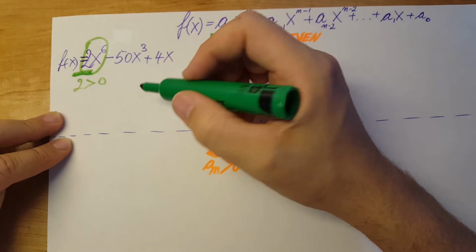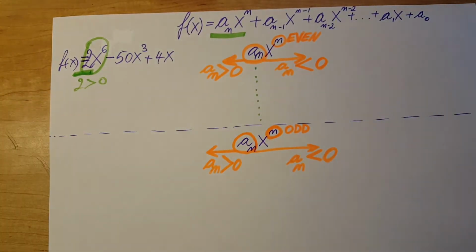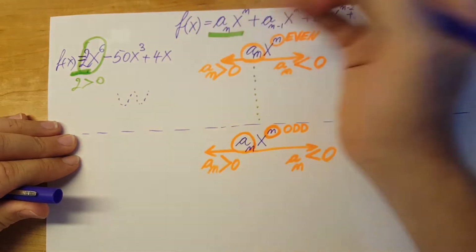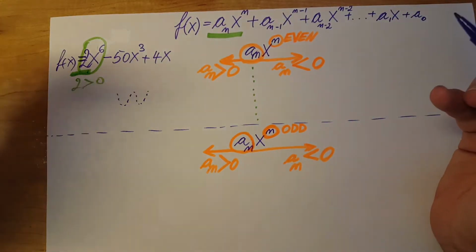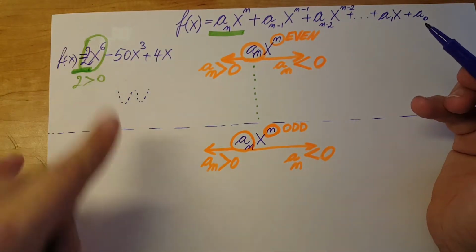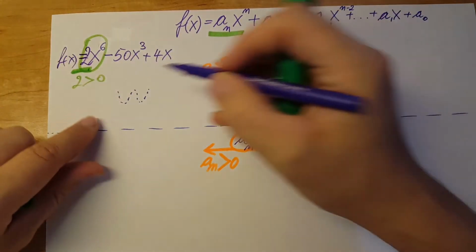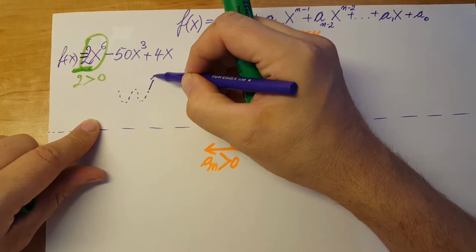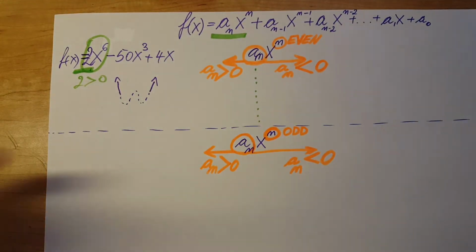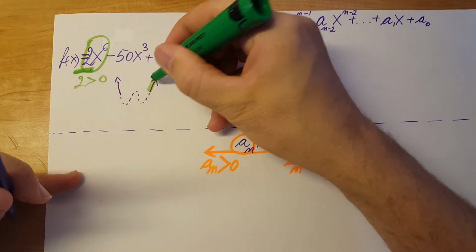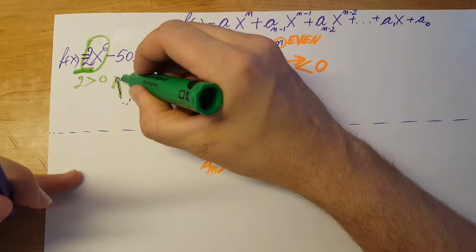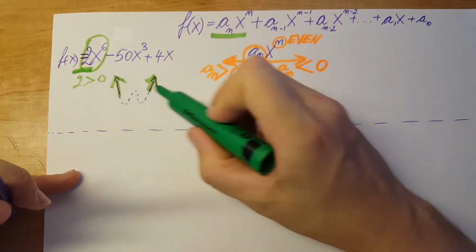So we know that the function in the middle will move up and down. It'll do whatever it'll do. But since the exponent is even, both ends face the same way, and since the coefficient is bigger than 0, we know that they'll face upwards. So the end will be up, and the beginning will be up. It can do whatever it wants in the middle, but the beginning and the end will always be like this.